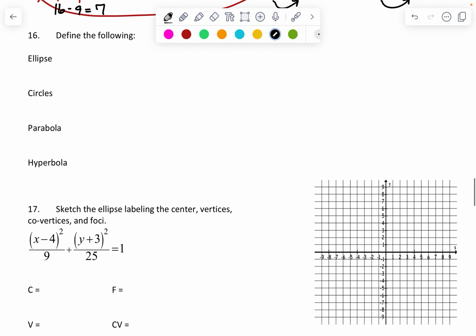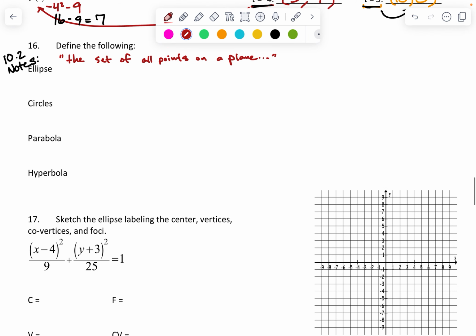The next few are definitions. We are looking for the definition of ellipse, circles, parabola, and hyperbola. These all come from the 10.2 notes, so if you're looking for these, that's where they are located. They all start with the same key words: the set of all points on a plane. You can write that once as your introductory statement for these.